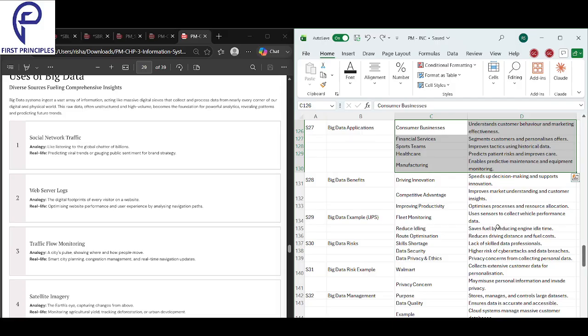Next, manufacturing. It enables predictive maintenance and equipment monitoring.